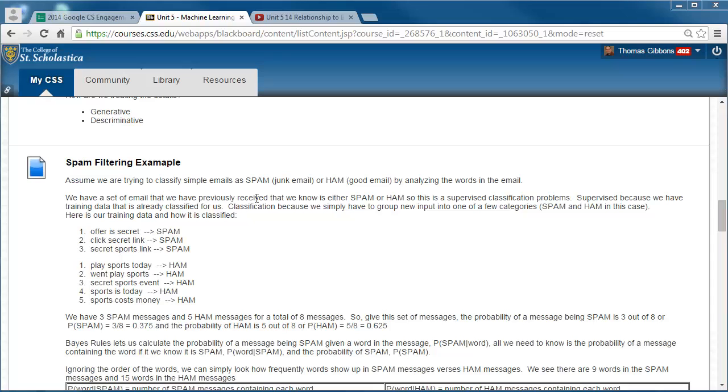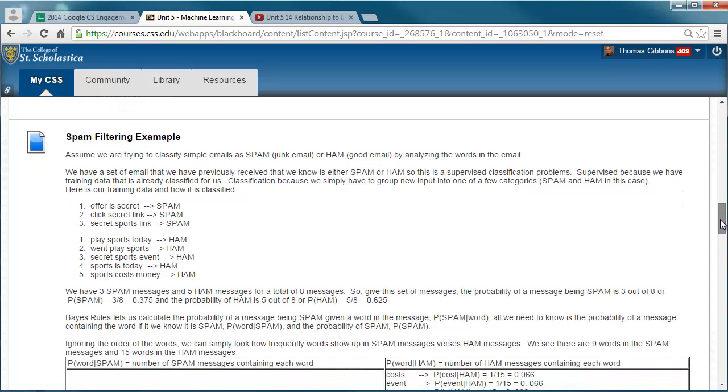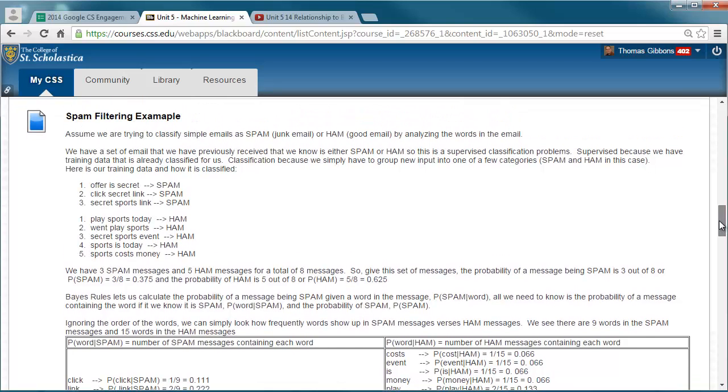So here's the spam filtering example, and this is the same one Sebastian walks through in the videos. So again, we're assuming we have a set of emails that are either spam or ham. They consist of a series of words, which we're not going to worry about the order, so we might talk about just a bag of words here. So here are our emails. We have 8 emails. 3 of them are spam. Offer is secret. These are really short emails in our sample.